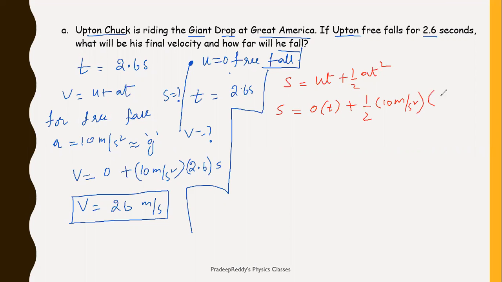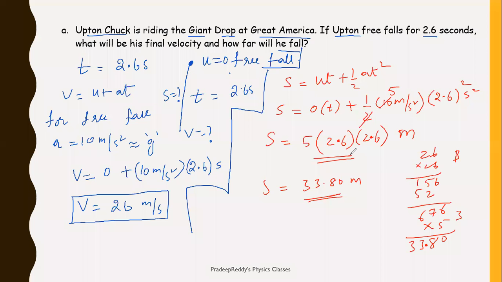And what is time taken? 2.6 whole square second square. Distance traveled will be, this gives you 5 into 2.6 into 2.6 meter. Now you should multiply this total value. Multiplying that 5 into 2.6 into 2.6, you will get displacement as 33.80 meter.